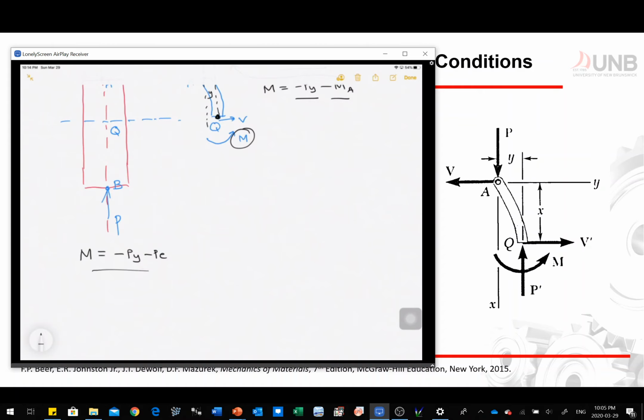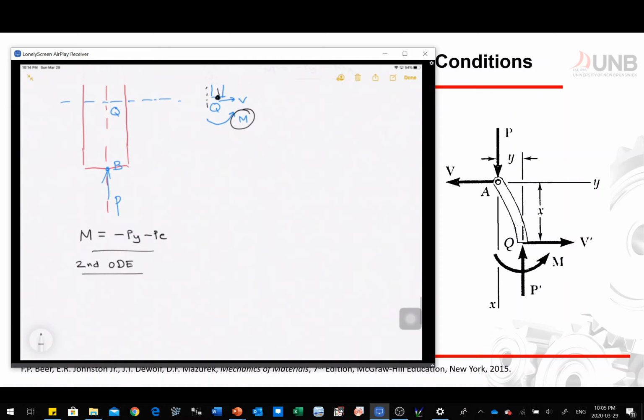Now, once we have the equation for our moment, again, we can use our second order differential equation, which means I could have this expression here: d squared y over dx squared is equal to M over EI, and that's equal to negative P over EI times y minus Pe, divided by EI. So we have the following equations.